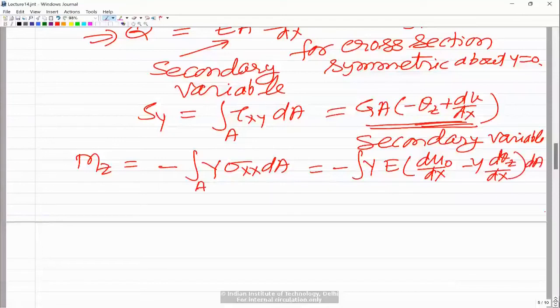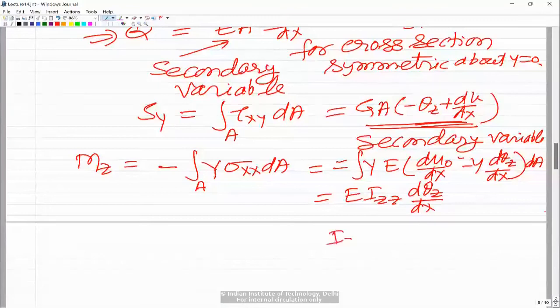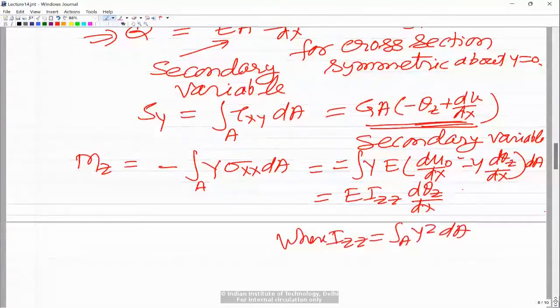Now in this, if you look at the first term, it is the integral of y dA. We are taking the same symmetric cross section. So since the integral of y dA is 0, the first term would become 0. And in the second term, minus minus becomes plus. Then you have the integral of y square dA, defined as Izz. So this will become EIzz into d theta z by dx. Here Izz is nothing but the integration over the cross sectional area of y square dA. And this is again a secondary variable, the bending moment.